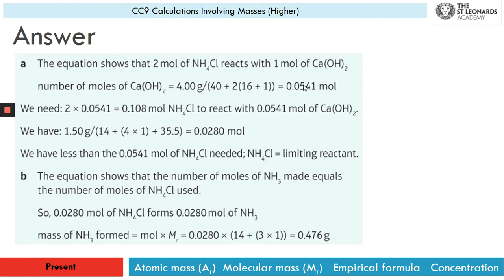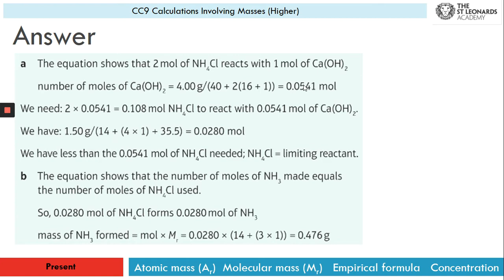But of calcium, 2 oxygens and 2 hydrogens, which will give us 0.0541 moles. So that's how many moles we will have in that equation based on the amounts that we've been given. Now, because it's a ratio of 2 to 1, that means that we need 2 lots of that. So 2 times 0.0541 equals 0.108 moles of NH4Cl to react with 0.0541 moles of calcium hydroxide. That would be the equation that we would need.